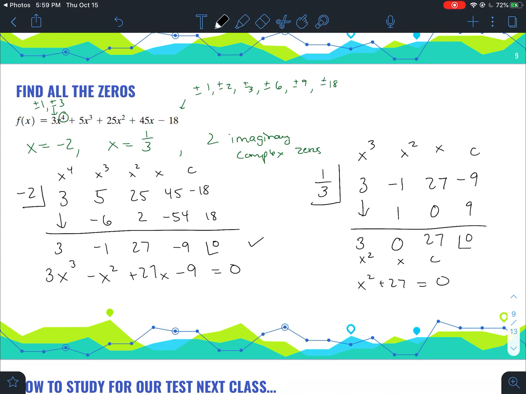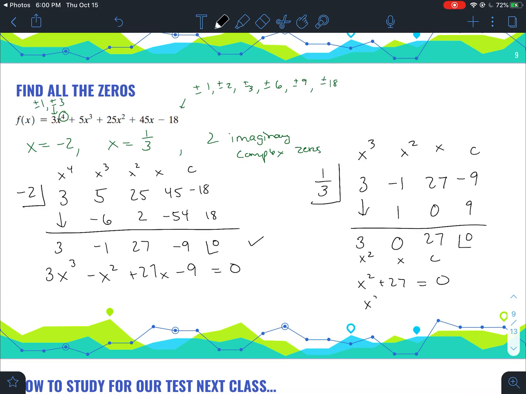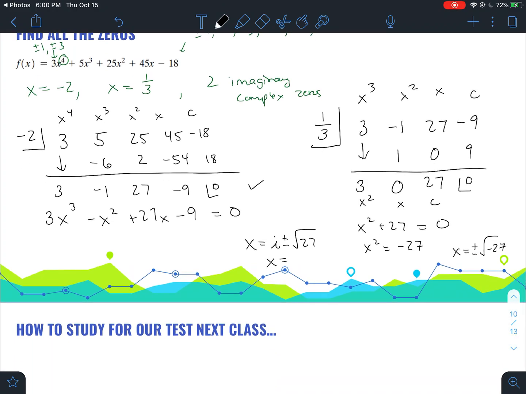And then if I set that equal to 0 and solve, that will give me my two other solutions. So subtract the 27, x squared equals negative 27. So x is going to equal plus or minus the square root of negative 27. So my two imaginary zeros are x equals plus or minus i square root of 27. And if you simplified that, you would get x equals plus or minus, because 27 is 9 times 3, square root 9 times square root 3. So this is going to be x equals plus or minus 3i root 3. So either of those would be correct.